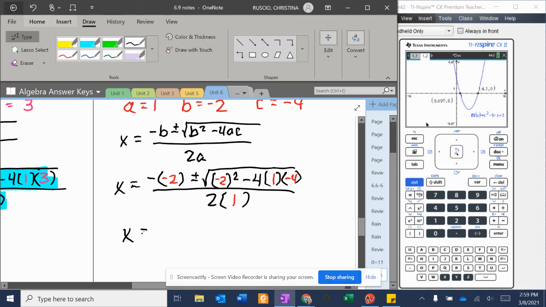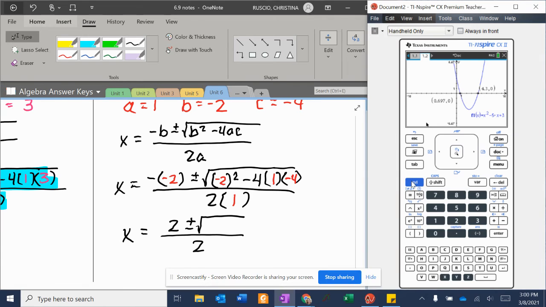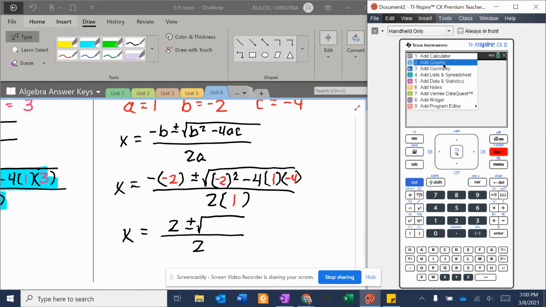Remember, x equals piece plus or minus the square root of a number all over the third piece. Well, a -2 is a +2. 2 times 1 is 2. And then what we're going to do, you know the drill, we're going to add a calculator page, and then we're going to type in -2 all squared minus 4 times 1 times -4. Hit enter, and we get 20.